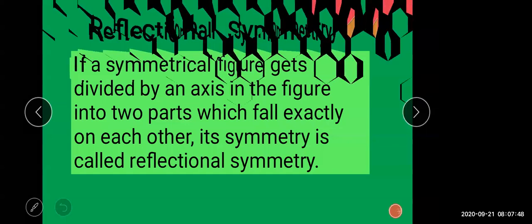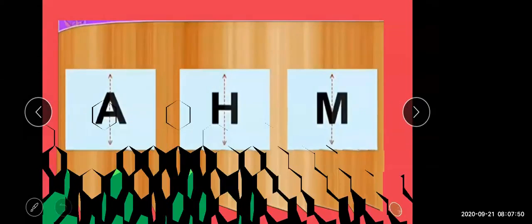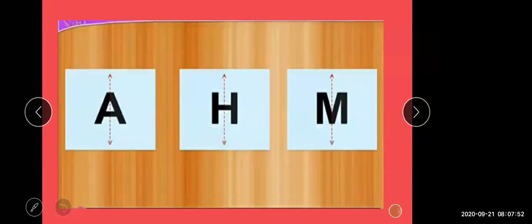Look at some examples of reflectional symmetry. See the alphabet A. If we fold the A on paper, look here, A is there. If you fold the left side onto the right side, we will get an axis, or one line. Look here, this line.